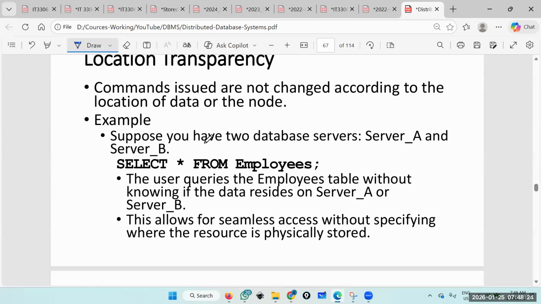But if you write select all from employee from site one, union select all from employee from site two, that means there's no location transparency. Ideally it should be just select all from employee, without referring to the physical sites.